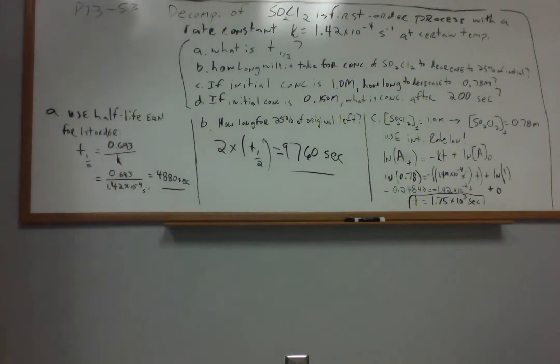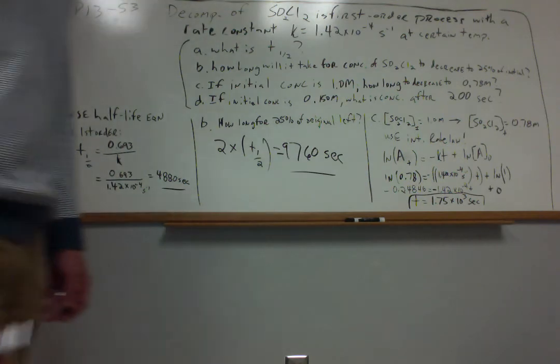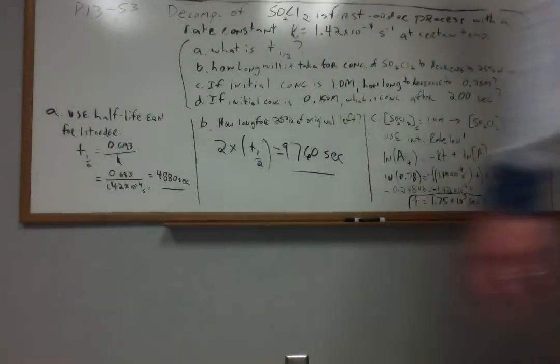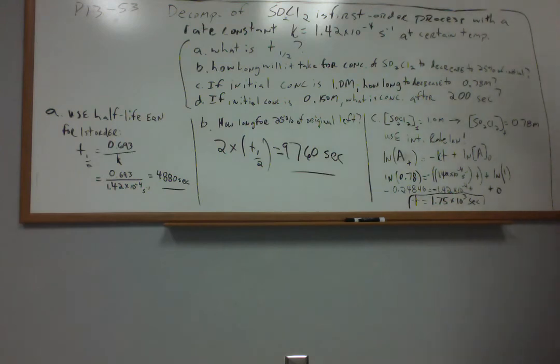So I got 9760. We're done, okay? Easy as that. But you had to recognize it's 2 half-lives. It's a little bit tricky, okay? It'd be even trickier if I said 12.5% of original left, and then you could realize it's 3 half-lives, but you get the idea. All right, so part C.